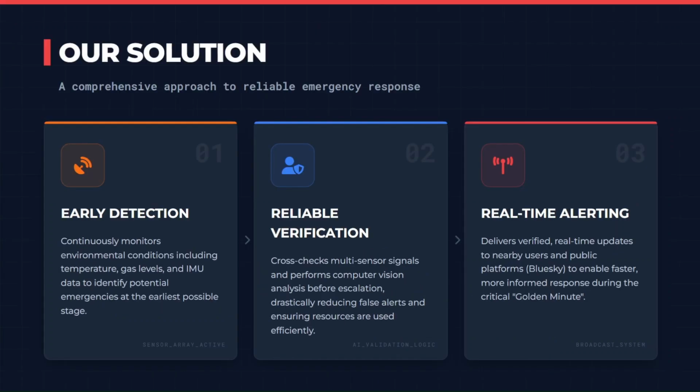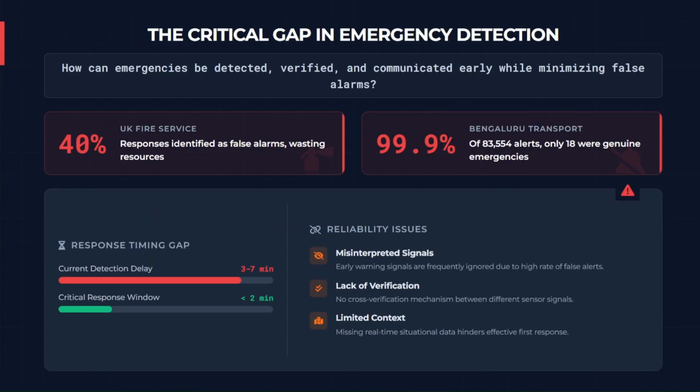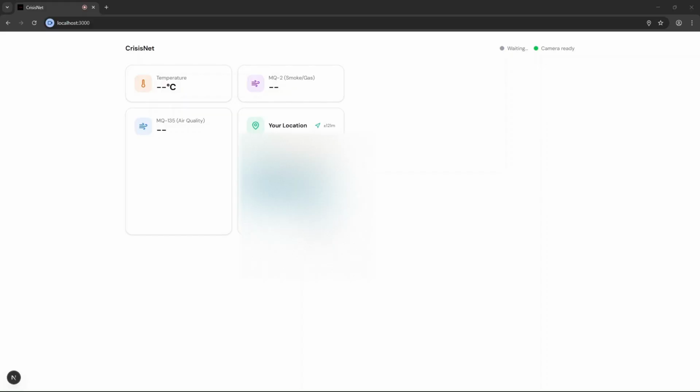So before I go through the solution, I'll just give you a live demo and then I'll show you the code. So when you come onto the CrisisNet dashboard, this is what you'll see. You'll have the statuses on the top right corner with the camera status and the sensor status, which it's still waiting for. And you'll have your sensor data here.